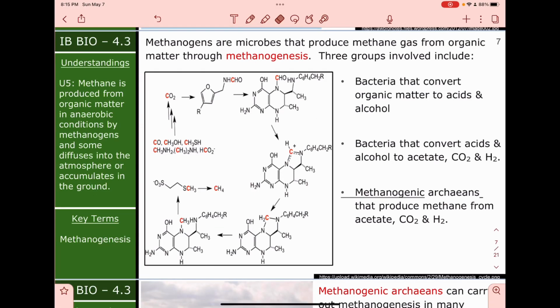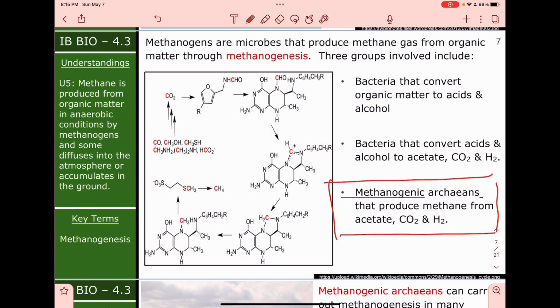Okay guys, welcome back. We are at 4.3, understanding number 5, and we're going to be looking at methanogens. Methanogens are microbes, they're prokaryotes, that produce methane gas from organic matter through methanogenesis. And basically there are going to be 3 groups involved. The ones that we're going to be mostly concerned about is this last one here.